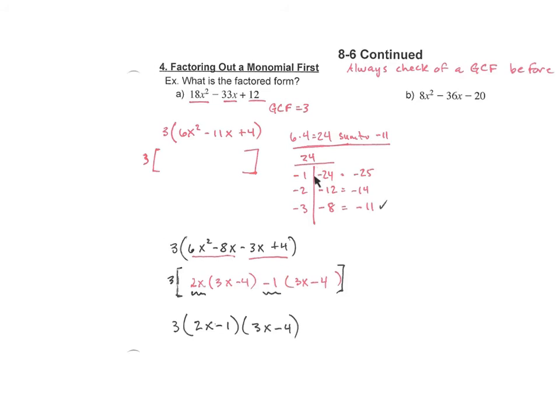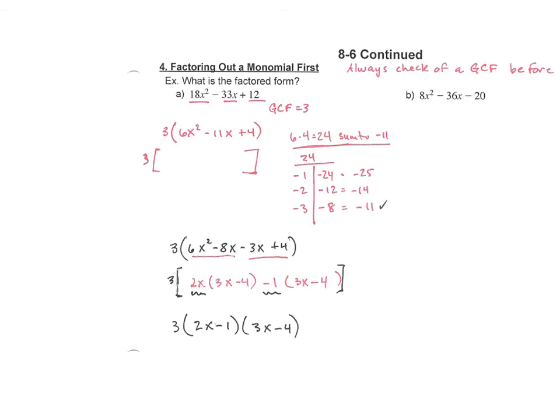I've created my factor tree. I have negative 1 times a negative 24. And did I mention that I'm using two negative factors here with a positive number? Well, if my C value is positive, but my B value is negative, that means both of my factors must have been negative, because a negative times a negative will provide me that positive number. So there you go.